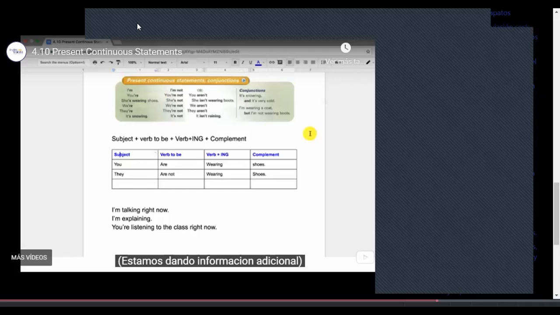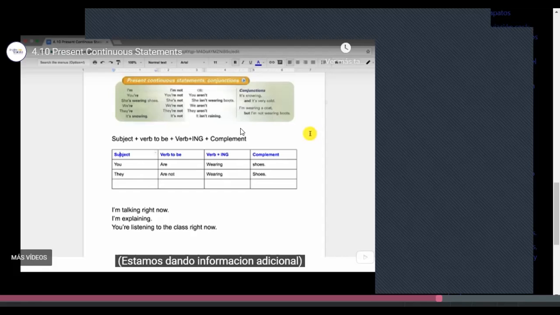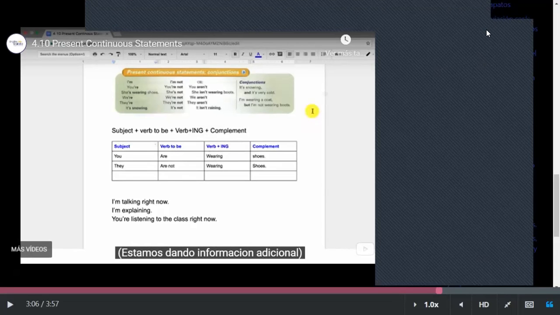Okay. I'm not eating the dinner right now, but maybe after the class I'm going to eat. Mm-hmm. Makes sense. Thank you so much. Thank you very much. Let's see. No sé si nos ha quedado claro. You have any question about this topic?